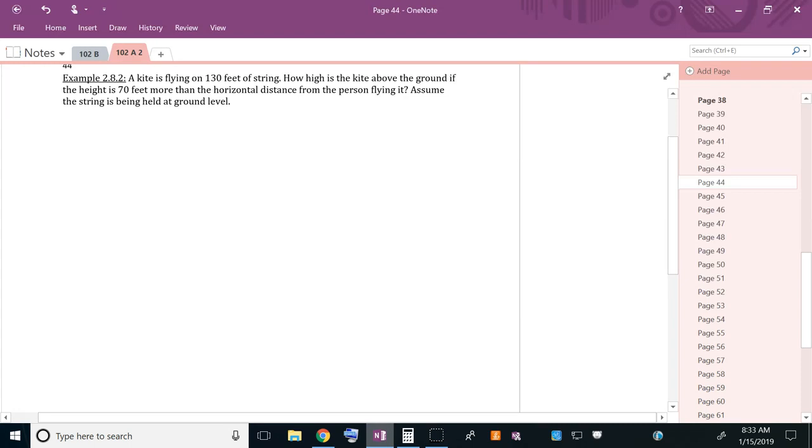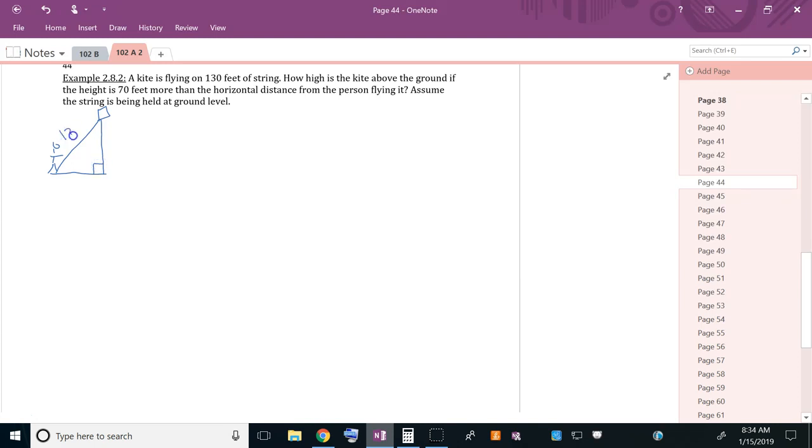Now, just to make things easier, we're going to assume this string is being held at ground level. I like to joke that I fly kites with my feet. So here's my kite, here's my string, here's me. So again, I am flying this with my feet. So we've got both a horizontal distance and a vertical height, because that kite's not directly overhead.